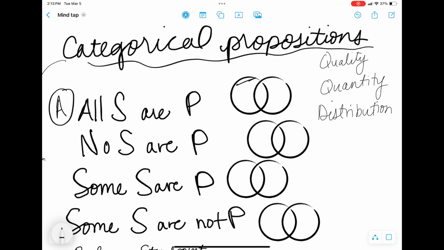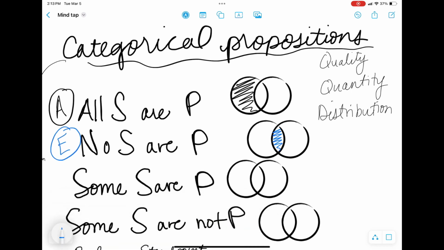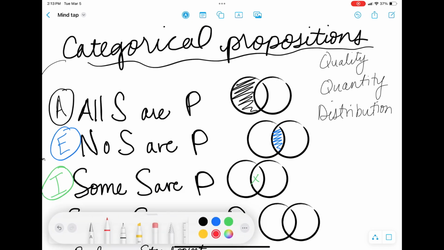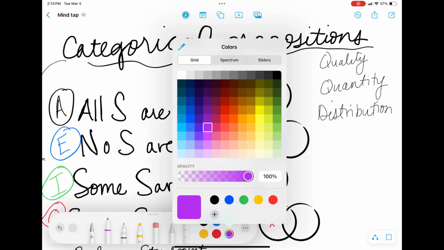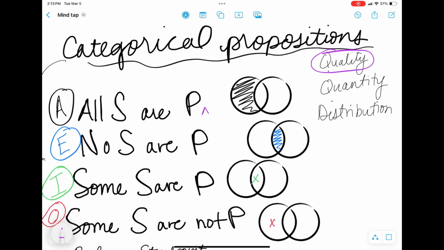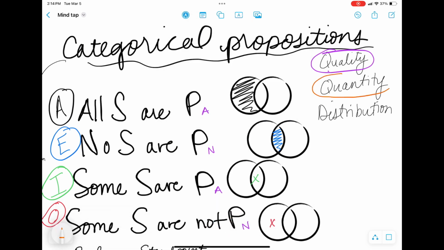We have our A form categorical proposition, we have our E form categorical proposition, we have our I form categorical proposition, and finally our O form categorical proposition. In the Venn diagrams which represent them, a shaded region means it's empty and an X means there's at least one entity in that region. The quality of a proposition can be affirmative or negative, and the quantity of a proposition can be universal or particular. You can see here I labeled each proposition with whether it's universal or particular and affirmative or negative.